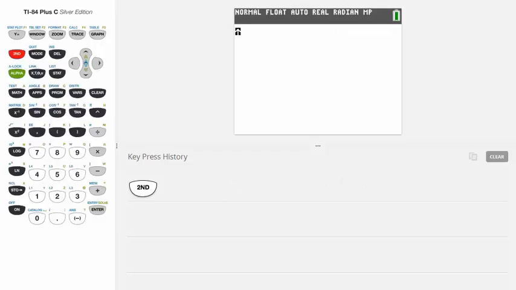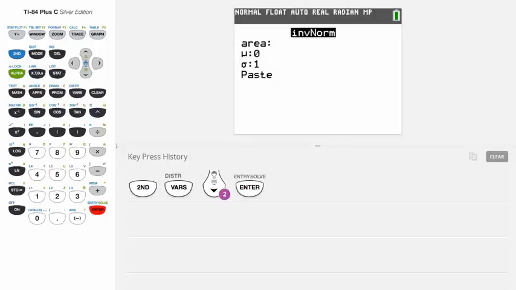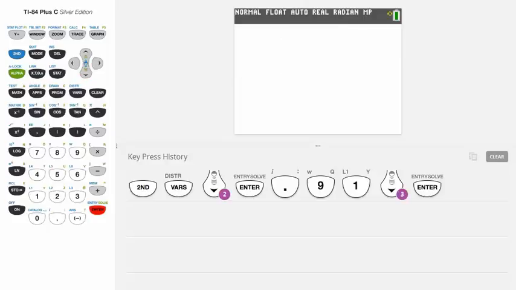If I have a stat wizard, second, distribution, number 3, inverse norm, enter, my area, 0.91. I want my mean to be 0, my standard deviation to be 1, enter, enter again, and I get 1.34 again.